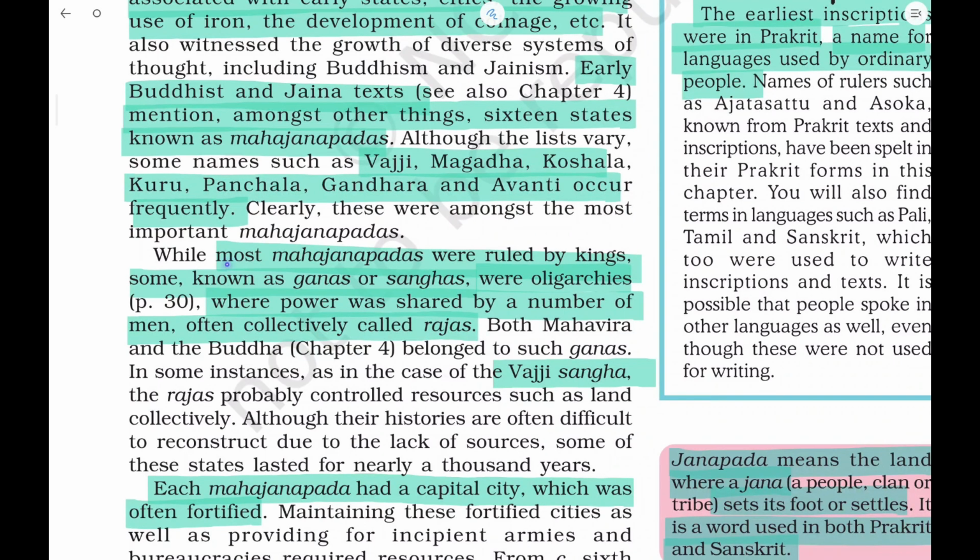Now, most Mahajanapadas were ruled by kings. Some of them were known as Ganas or Sanghas, which were oligarchies, where power was shared by a number of men, often called Rajas.